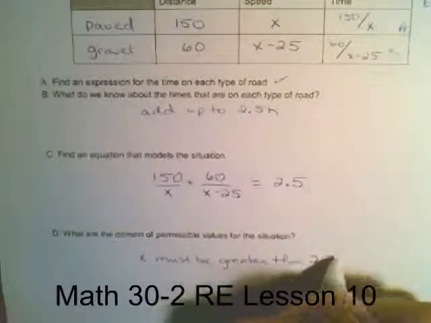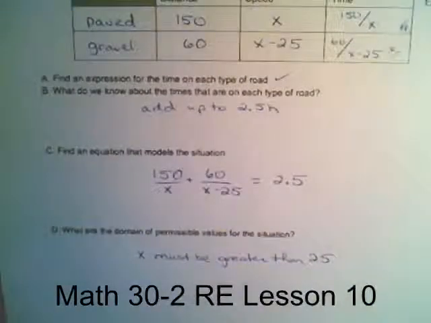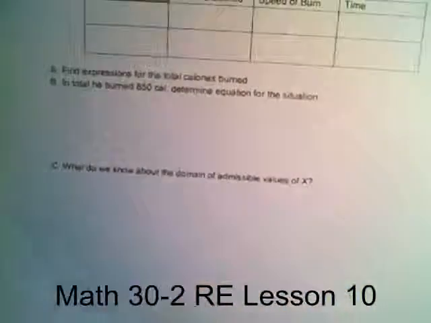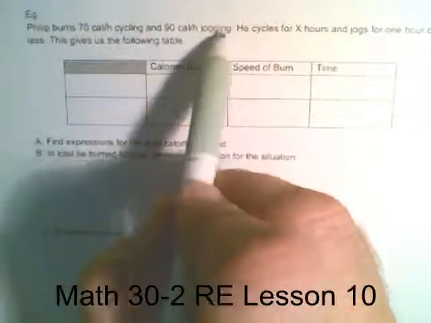What are the domain of the permissible values? Well, x is the speed on the paved road. I know it has to be bigger than at least 25 because if it isn't bigger than 25, I can't subtract 25 and still make it make sense. So I know x must be greater than 25. Has to be at least 26 or 25.001. Okay, it has to be that. Now, realistically, it's probably much larger than 26 or 25.001, but nonetheless, I am absolutely 100% certain that for this to work, x has to be greater than 25.